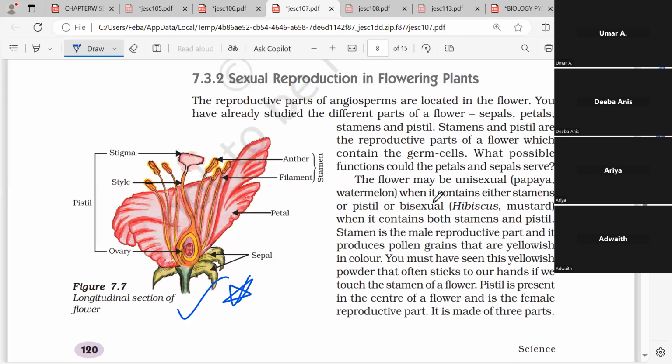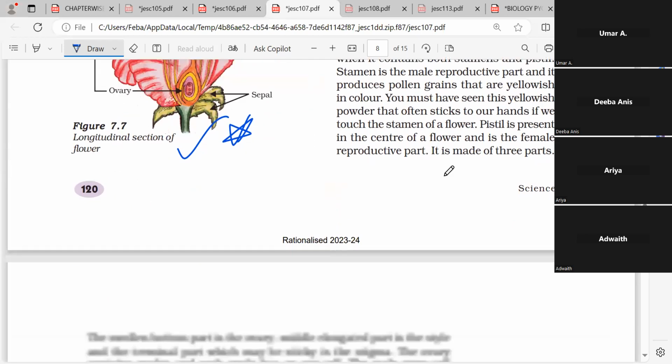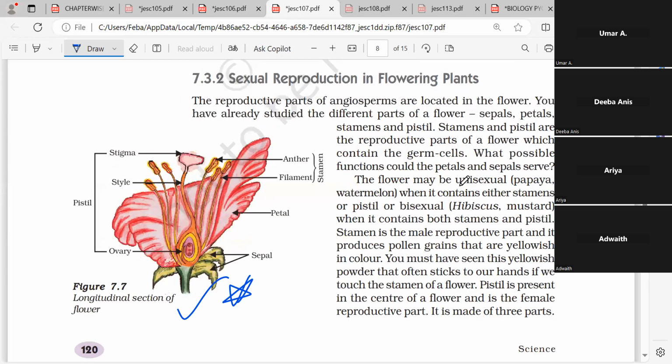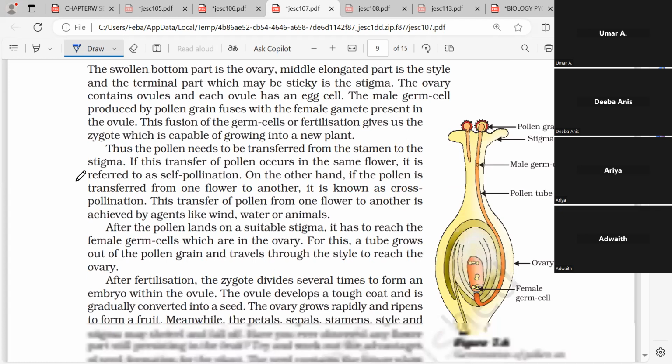For cross-pollination to happen, some agents are required. Which are the agents required for pollination? Water, wind, humans, insects, and some other animals, all of them are responsible for cross-pollination. You know the difference between self and cross-pollination. Okay. Now about the examples of unisexual and bisexual plants, really important. Write and study this properly. Which are the unisexual plant examples? Papaya and watermelon. Bisexual: hibiscus and mustard. Study this properly. This is important.